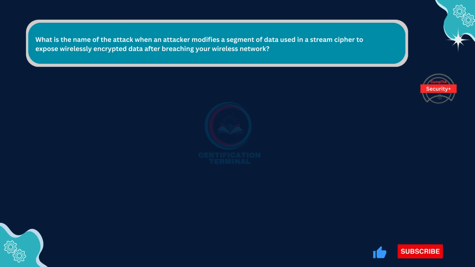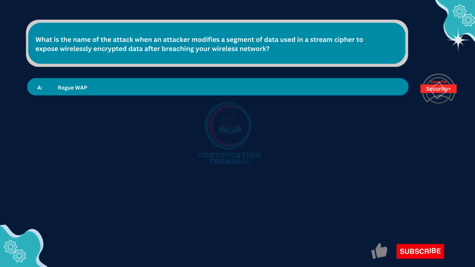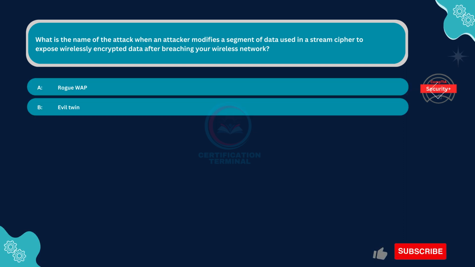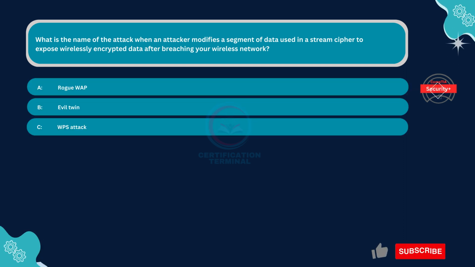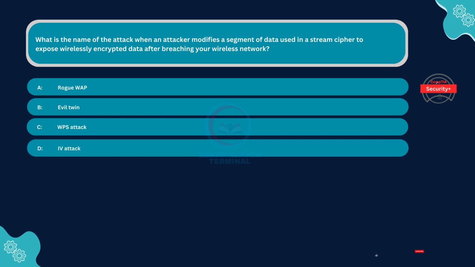Next question. What is the name of the attack when an attacker modifies a segment of data used in a stream cipher to expose wirelessly encrypted data after breaching your wireless network? Option A, rogue WAP. Option B, evil twin. Option C, WPS attack. Option D, IV attack.